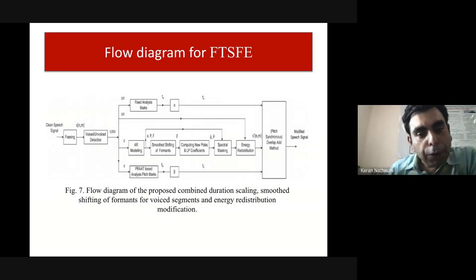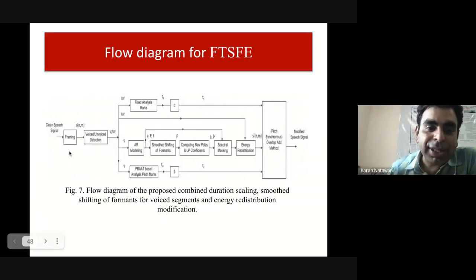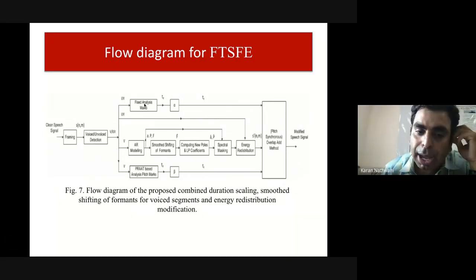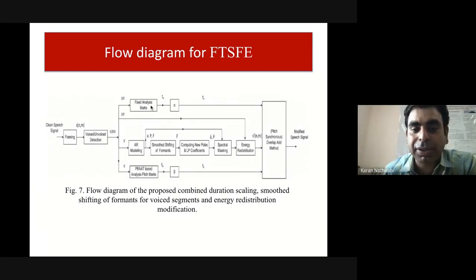So the approach is exactly the same. What I'm going to do is first frame the signal, then take the voiced-unvoiced decision. The unvoiced segments are above, where I have not touched the smooth formant shifting. I have not done anything. This is for the non-uniform time scaling. I hope you are recalling it. Just now we have done that.